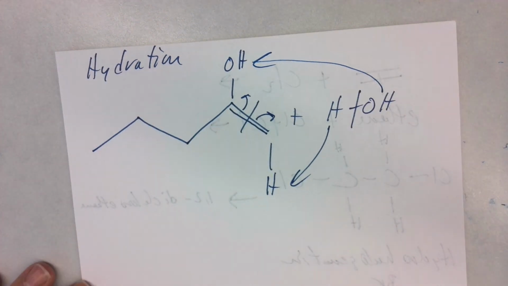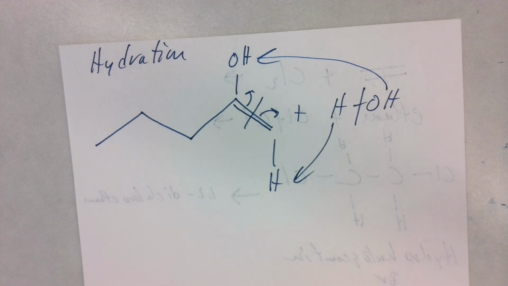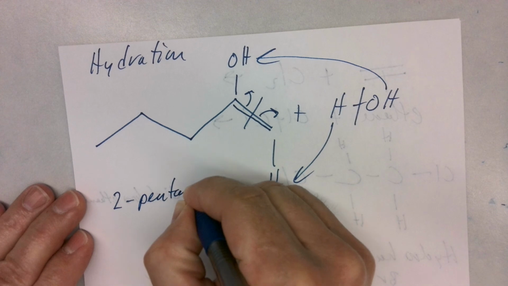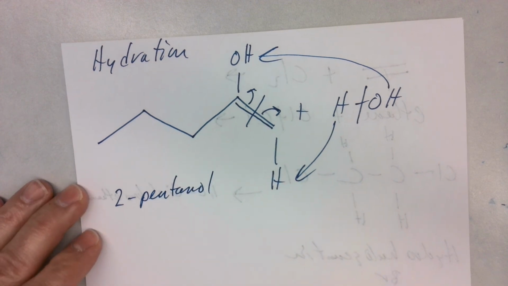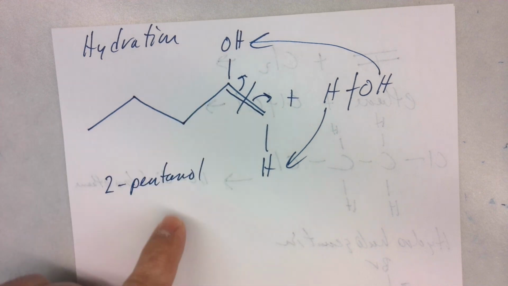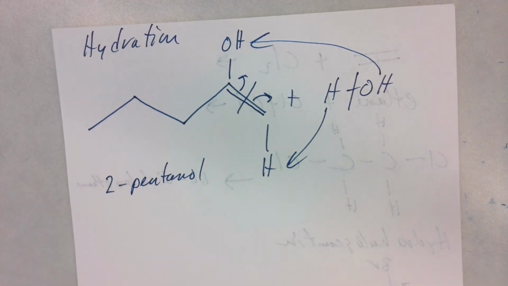Now, what would that be called? Anybody? Pentanol. 2-pentanol. Just like that. 2-pentanol, because it's on the 2nd carbon. What makes it what it is is on the 2nd carbon, which is why I number that.